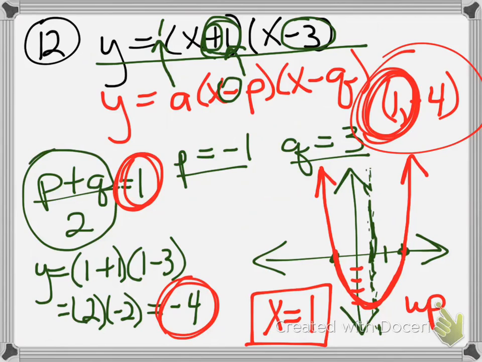X equals 1 because it is a line. Remember that. And we have a minimum on this graph, and the minimum is the same as the vertex. So 1, negative 4, there's a negative in there. 1, negative 4 is my minimum, and it's also my vertex. So those are all the points for the intercept form.